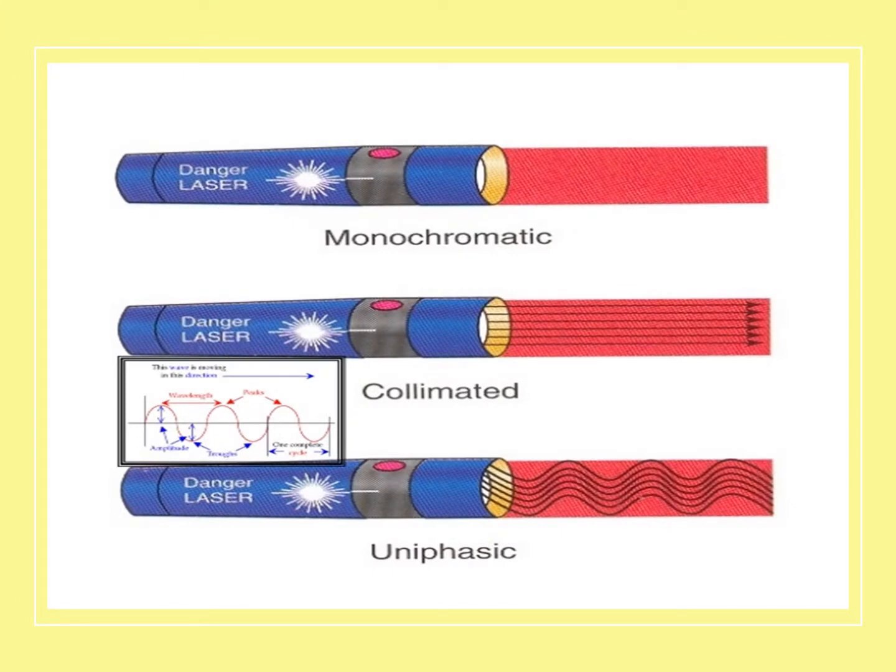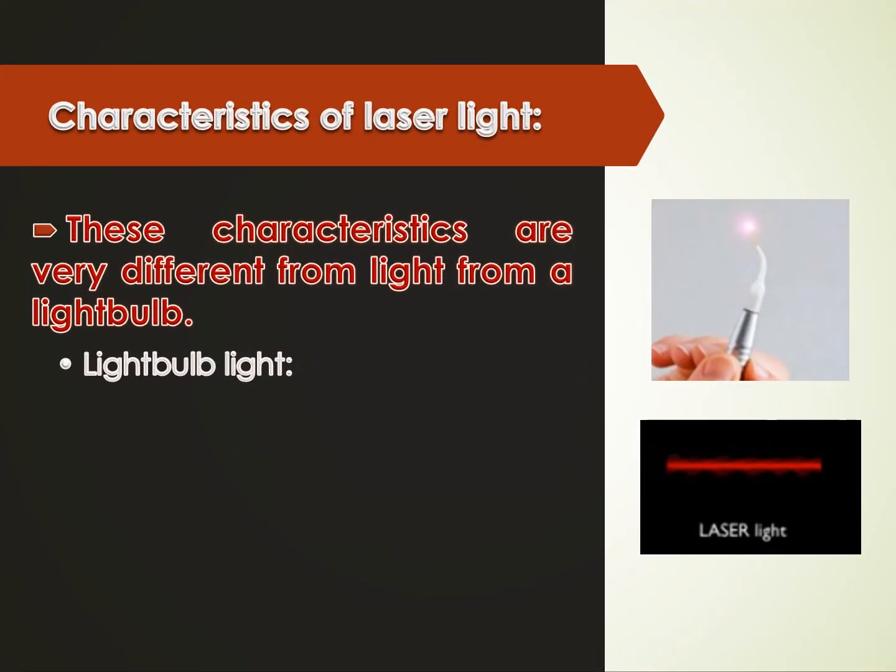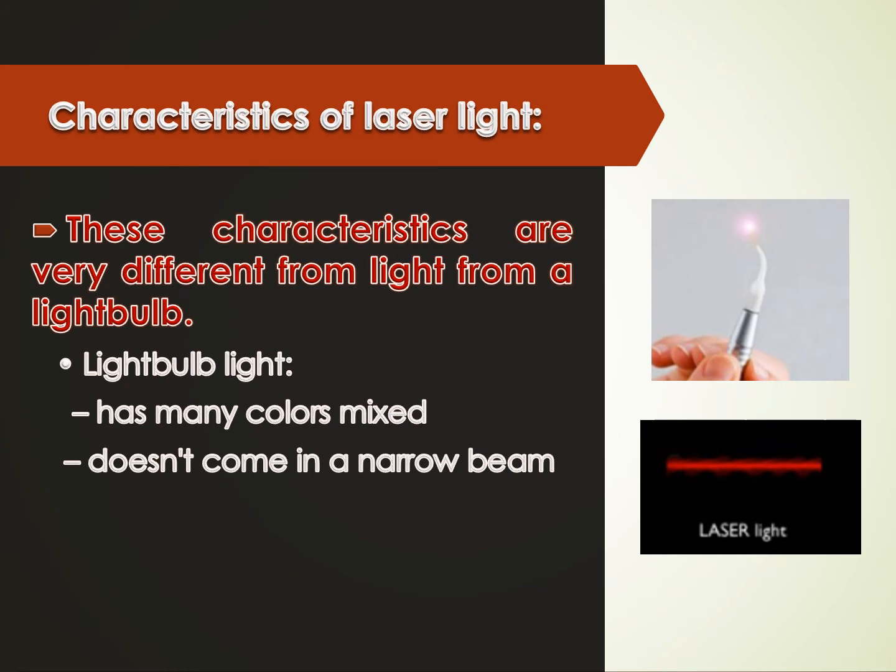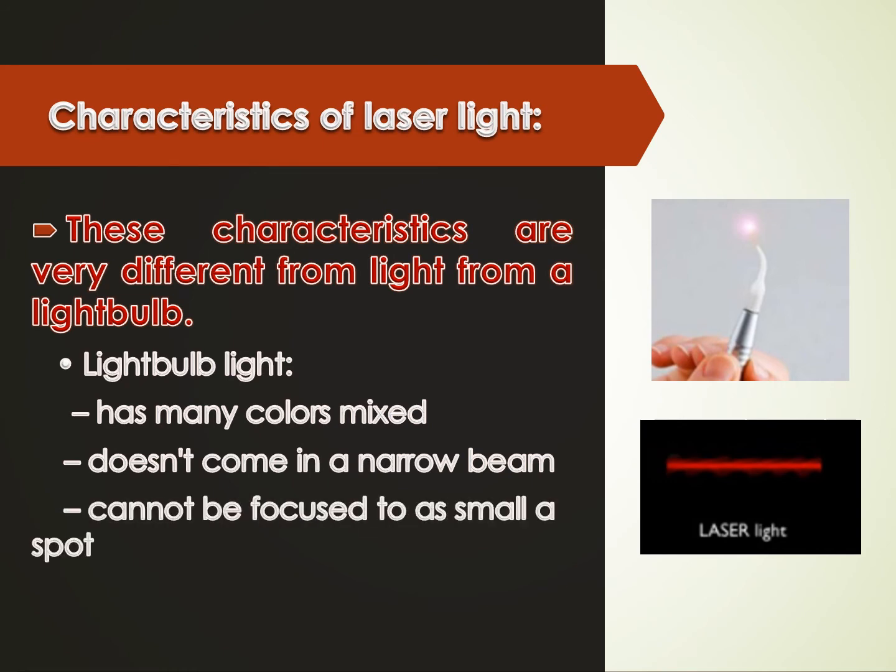This image explains the characteristics of the laser light, which is very condensed, not diverging, parallel to each other, with the same wavelengths. These characteristics are very different from the light from a light bulb. A light bulb has many colors mixed, doesn't come in a narrow beam, can't be focused to as small a spot, and can't be as intense as a laser.